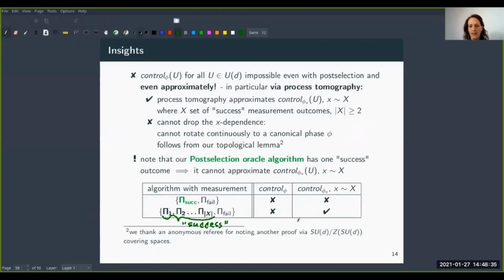Therefore, if we are solving a problem where multiple outcomes are considered correct, and we are happy to get one of them at random, then it could be truly advantageous to try to develop algorithms of the second model. One example of a new algorithm could be an algorithm that does control phi x efficiently, because process tomography doesn't. But I would be very interested to find other problems that see the difference between the two models.